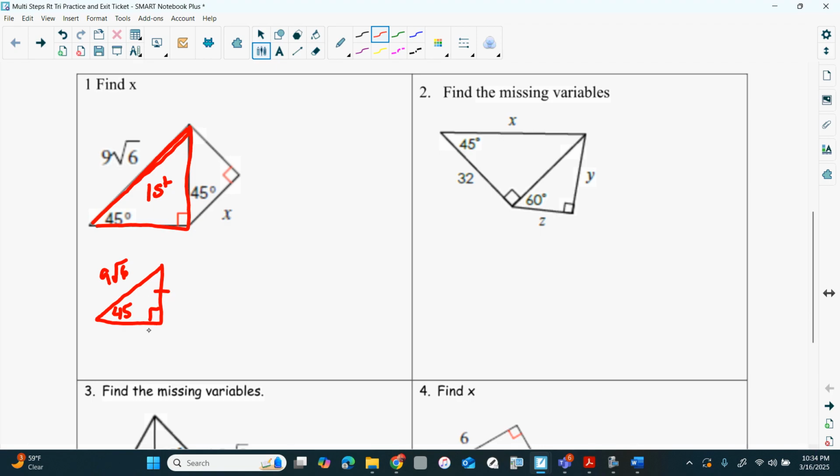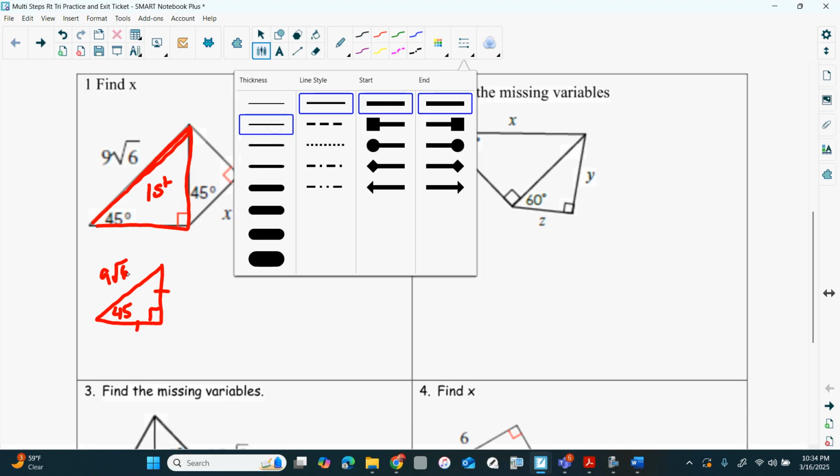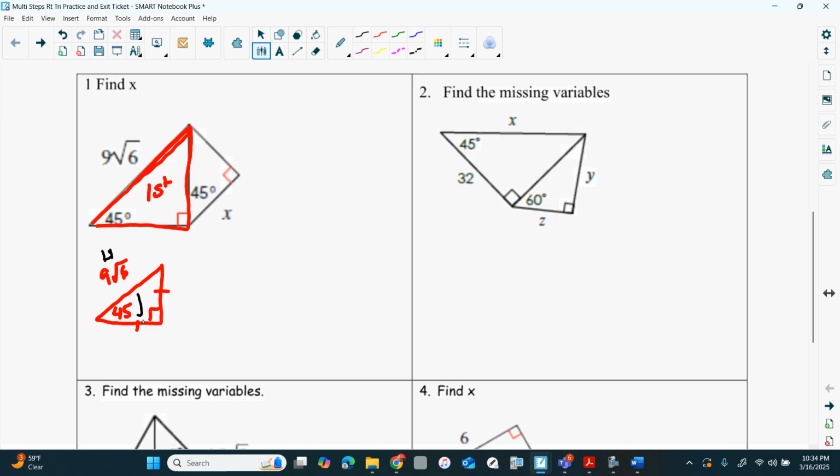So I'm trying to get to the leg. Anytime I have the hypotenuse and I'm going from big to small, to the leg, you divide. So you take the hypotenuse amount, which is the 9 root 6, and you divide it by root 2. Here I can do the division because the 2 and the 6 are both underneath the radical, and 2 can go into 6, so this simplified to 9 root 3. That means each of these legs here is 9 root 3.